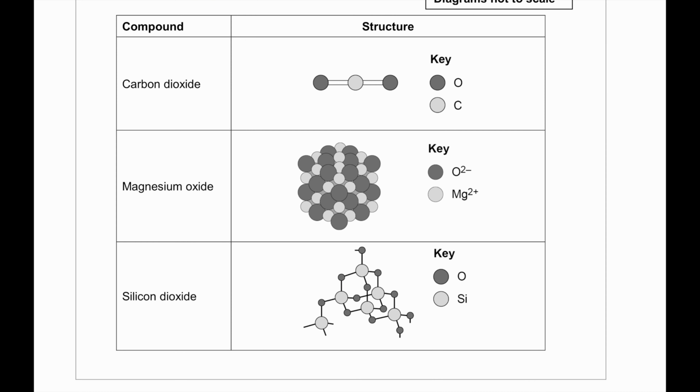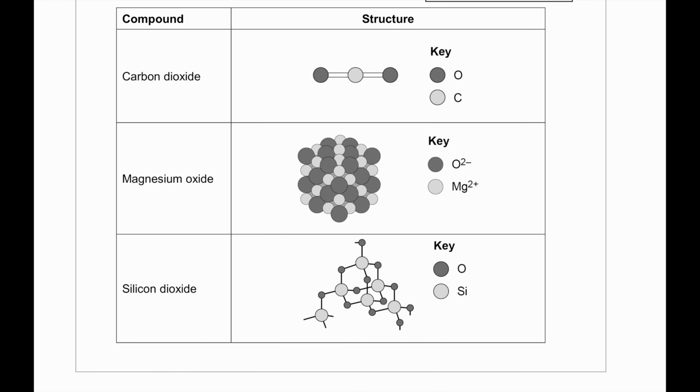All of the three compounds have strong bonds, meaning that there is a strong covalent bond here, a strong covalent bond here, and a strong ionic attraction here. The bonds in carbon dioxide and silicon dioxide are covalent. However, the bond in magnesium oxide is formed between magnesium, which is a metal, and oxide, which is a non-metal, so they are ionic.